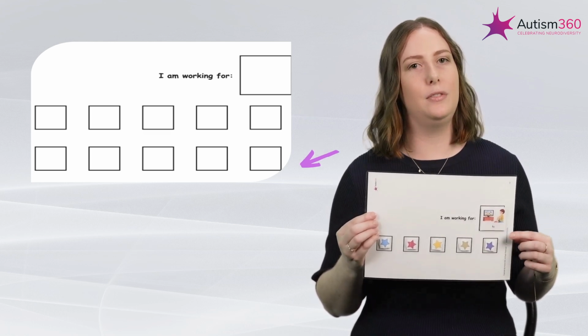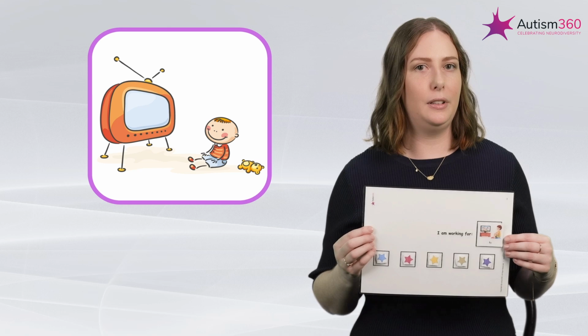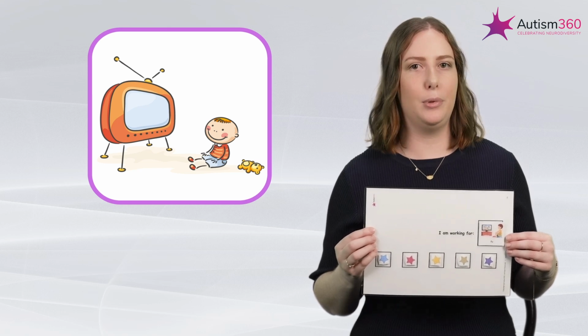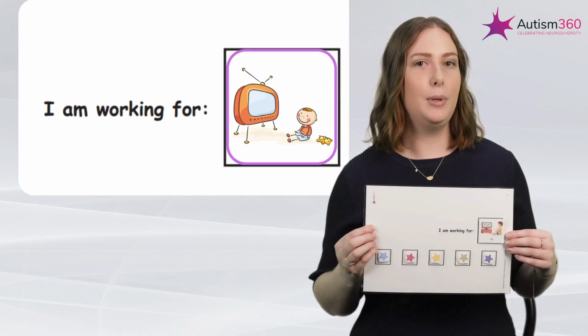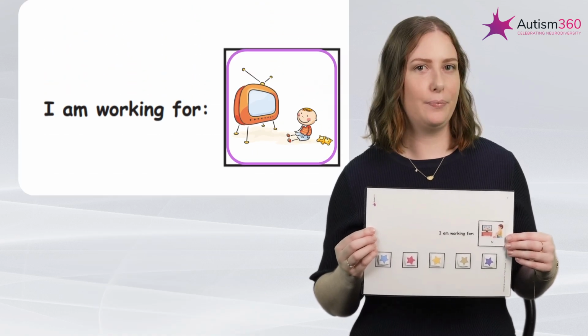You can choose the number of tokens required depending on your child's level. Select a visual of a preferred reinforcer or allow the learner to choose one from a choice board. Place that in the I am working for box. Typically, this will be placed using Velcro.